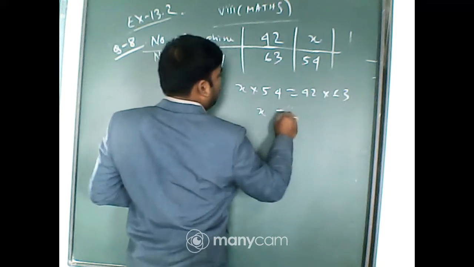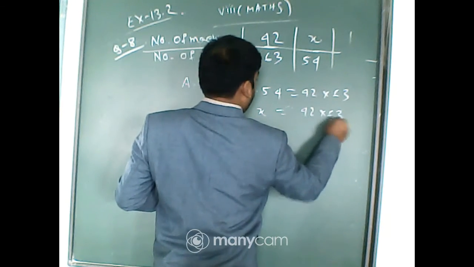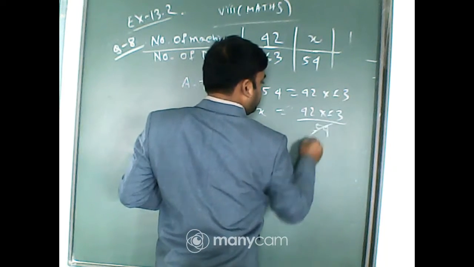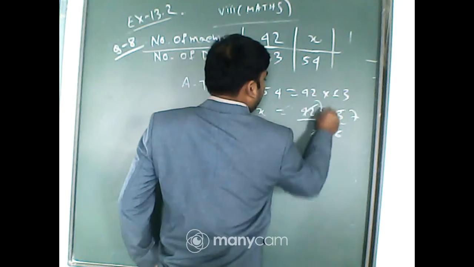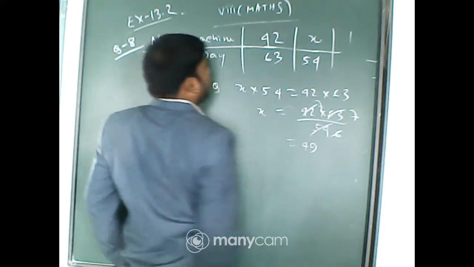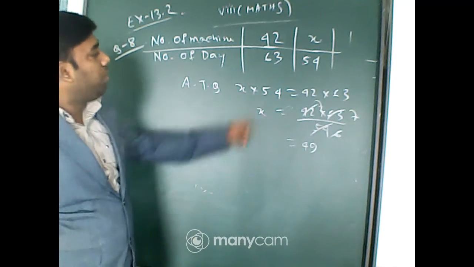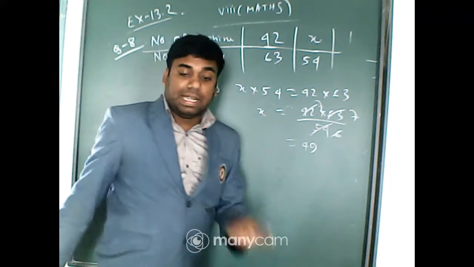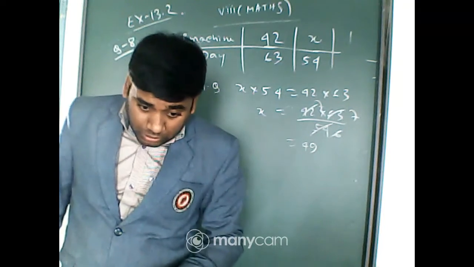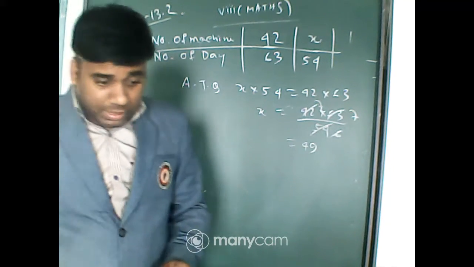So x equal to 42 into 63 by 54. 9, 6, 9, 7, 6, 7, that is 49 machines will be required. To complete the job in 54 days, you need 49 machines. Is it clear to everyone?